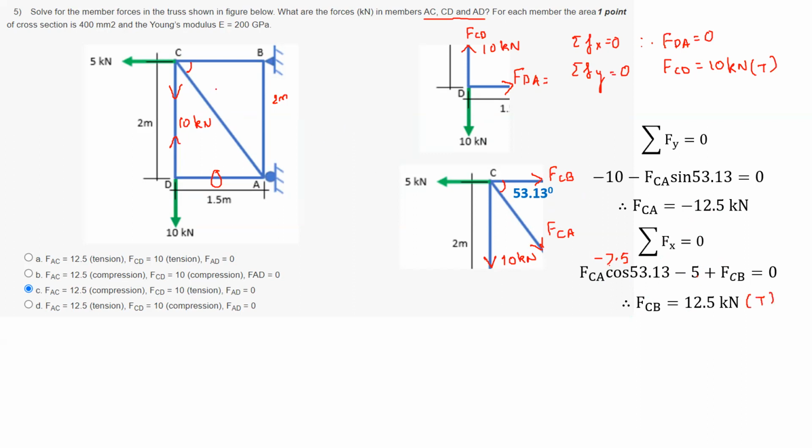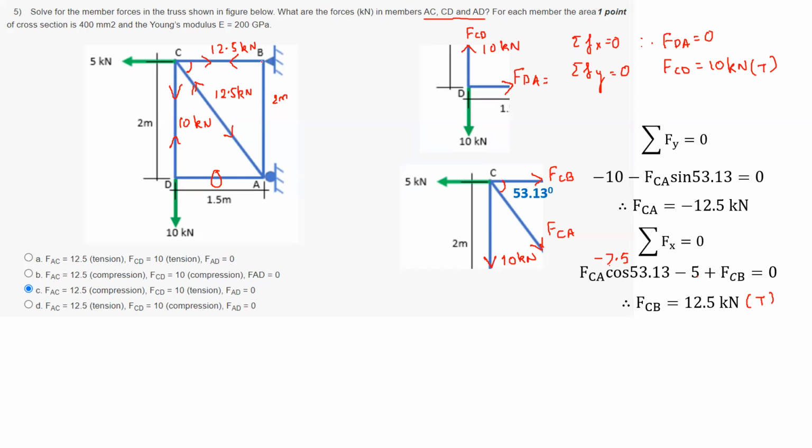So I will plot FCB as tensile, as it is plus, and then we have FCA as minus. So we have this as compression. So FCA is 12.5 kilonewton.